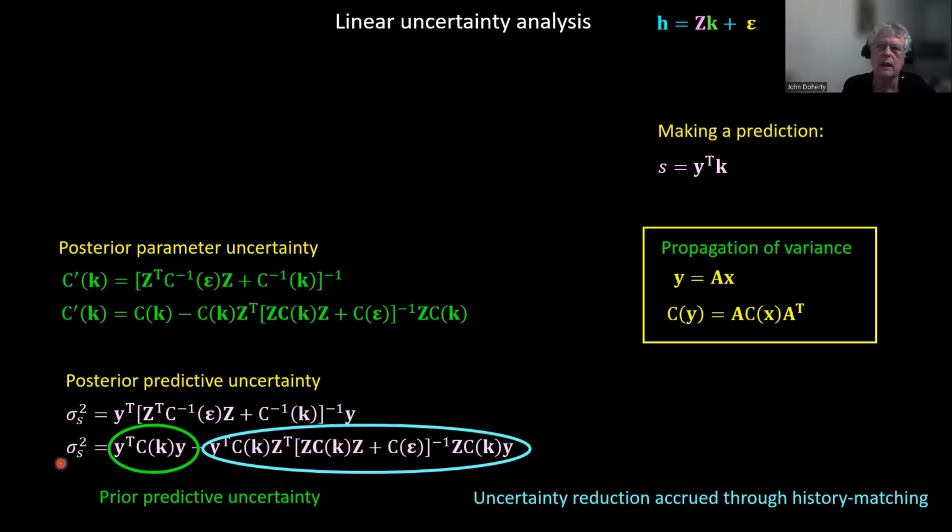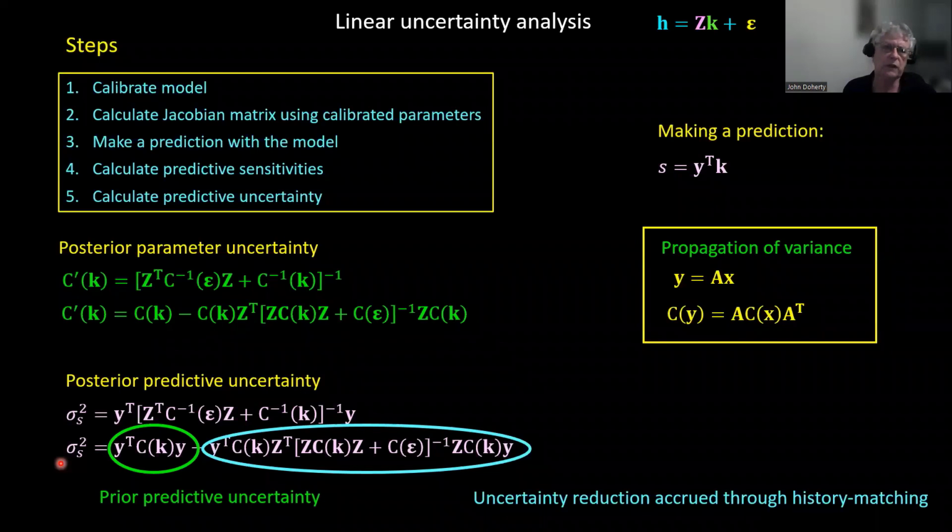So, how do I use linear analysis to quantify the uncertainty of a prediction that I care about? Well, the workflow is simple. I calibrate a model. Once I've calibrated, I calculate a Jacobian matrix based on calibrated parameters.